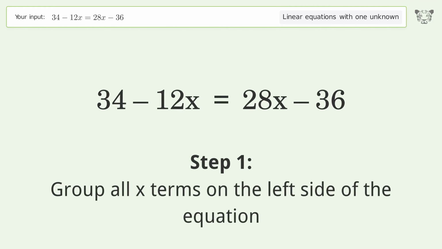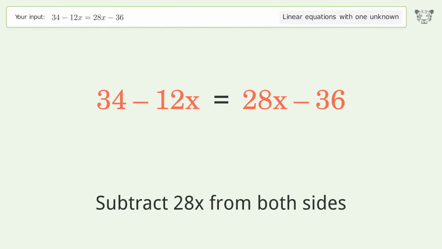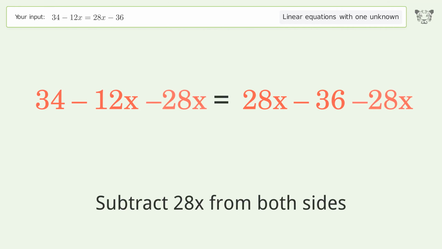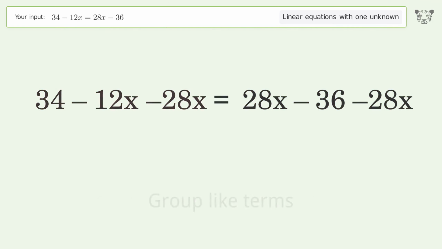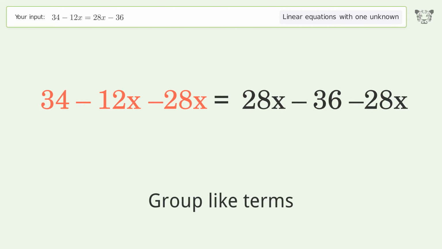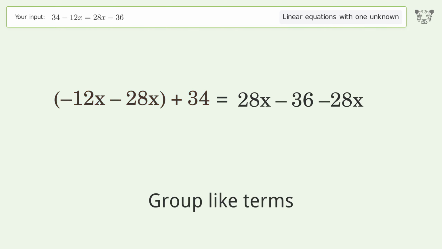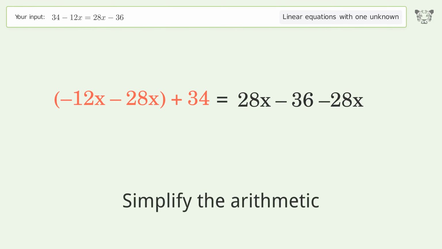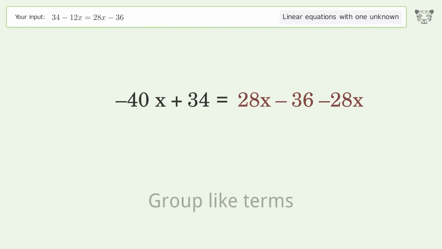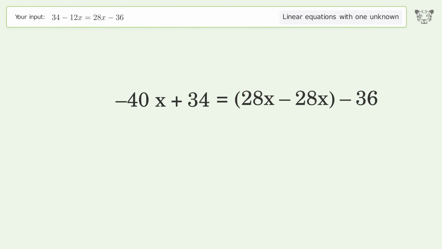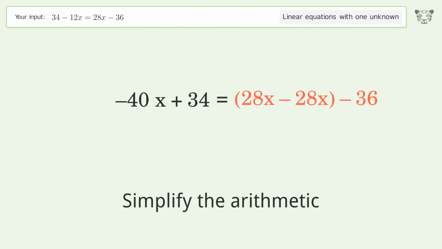Group all x terms on the left side of the equation. Subtract 28x from both sides. Group like terms. Simplify the arithmetic. Group like terms. Simplify the arithmetic.